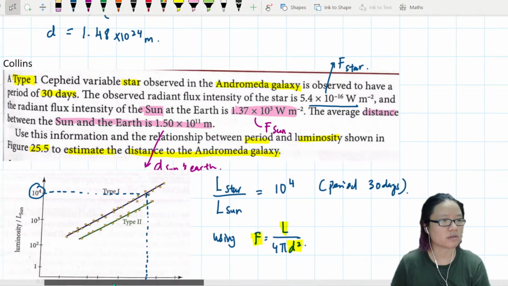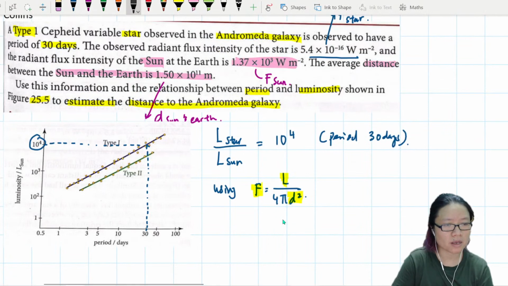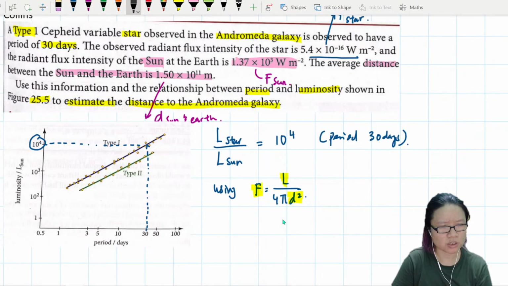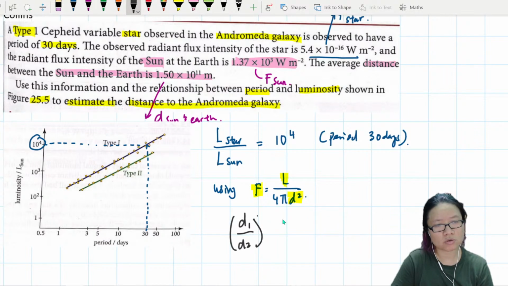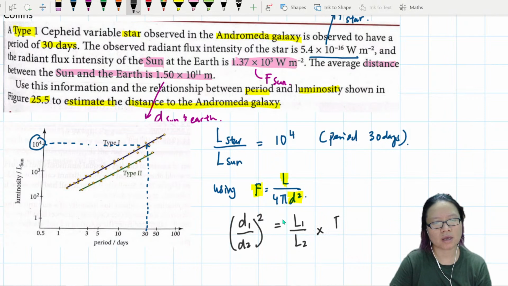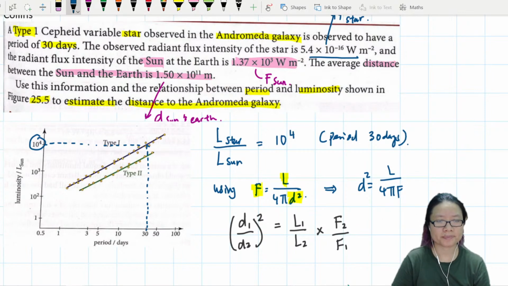How should I place this so you can see both? So I want D. Let me rearrange. D1 over D2 squared is equal to L1 over L2 multiplied by F2 over F1. So from here, if you want to rewrite this, D is equal to the square root of L over 4 pi F. So I use ratio, okay? Should be familiar by now.